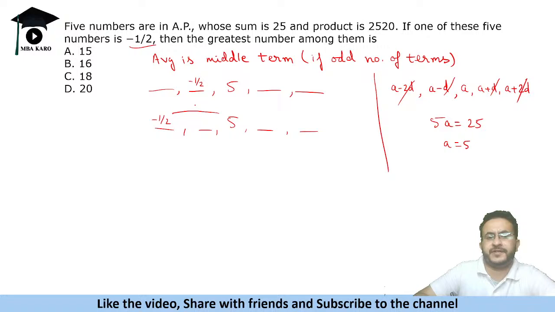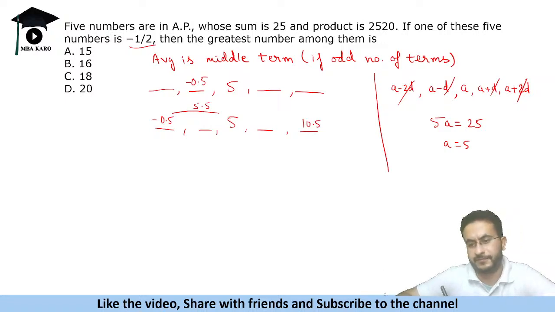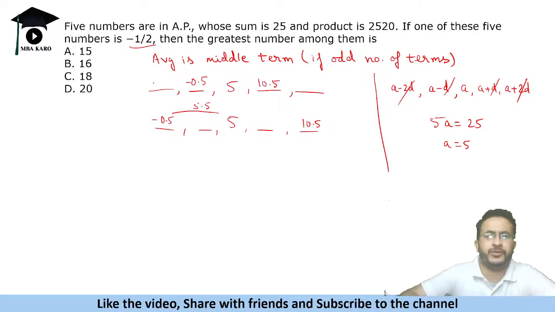So what is this difference? 5.5. Right? Or minus 1 by 2, you can write as minus 0.5 for simplicity. So this is minus 0.5. The difference is 5.5, so this will be 10.5. And this is a difference of 5.5. So this would be 10.5. Minus 5.5 is minus 6, and 5.5 is 16.